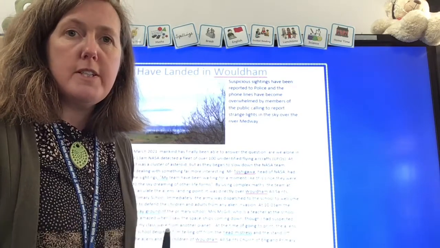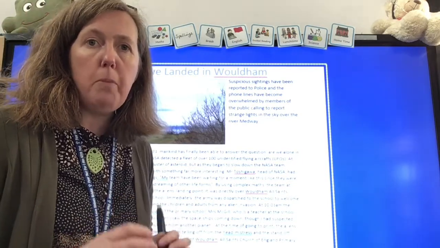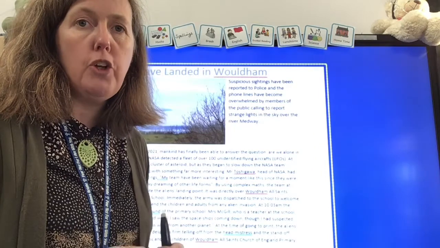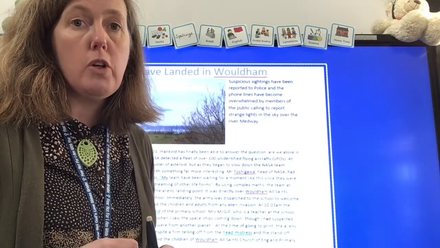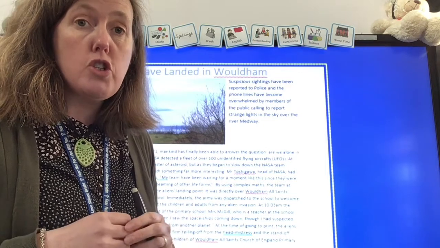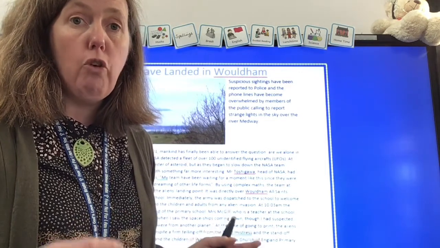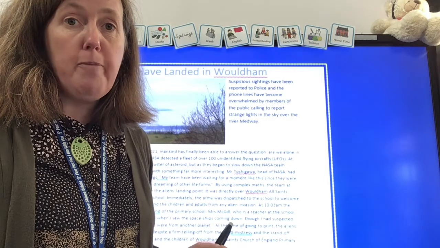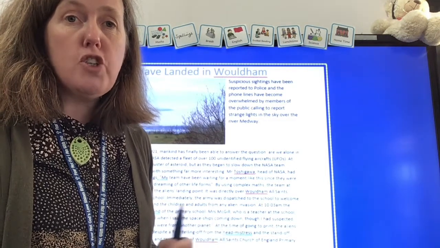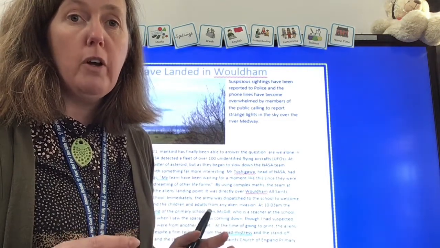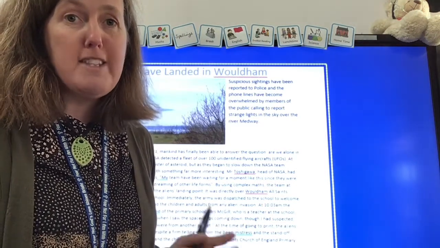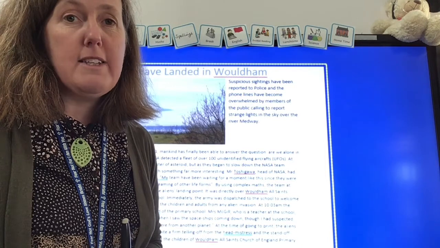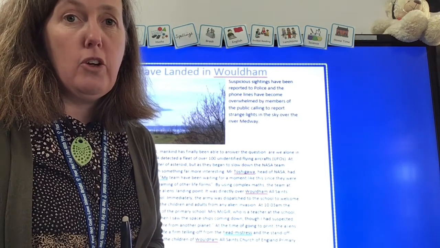So today's task is to try and bullet point all the things that you want to include, all the bits of information that you want to include in your newspaper article, so that tomorrow you can just start writing it out and get it all ready for us to look at. Enjoy writing your article about the UFO in Walden. Remember, it can be as wild as you like, but it has to be about a UFO landing in Walden. Good luck, everybody.